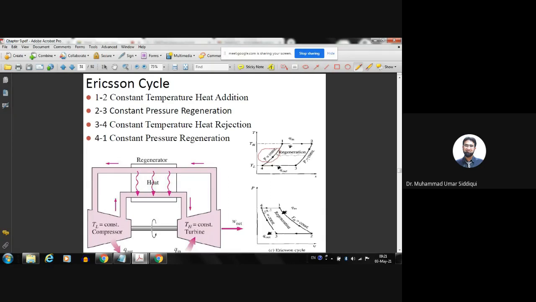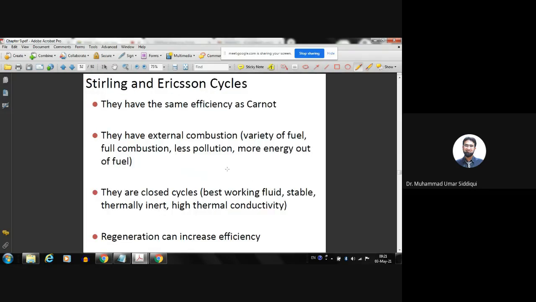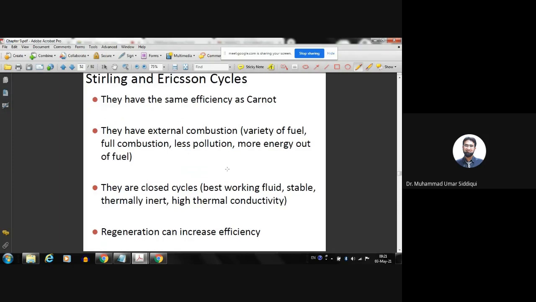Again, we don't have isentropic compression and isentropic expansion. We have, in fact, isothermal heat addition and isothermal heat rejection processes. So this makes up the Ericsson cycle, which is composed of constant temperature heat addition, then constant pressure regeneration, constant temperature heat rejection, and constant pressure regeneration. Again, you have a few videos related to the Ericsson cycle and their operation mentioned in the Google Classroom, so I want you to go through them. The basic parameters of the Stirling and Ericsson cycles are mentioned here. You can go through them.